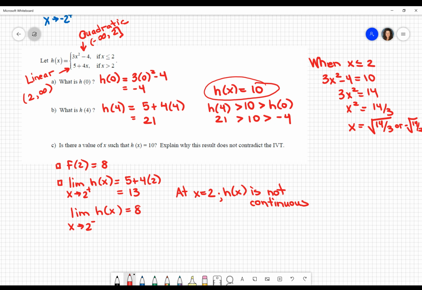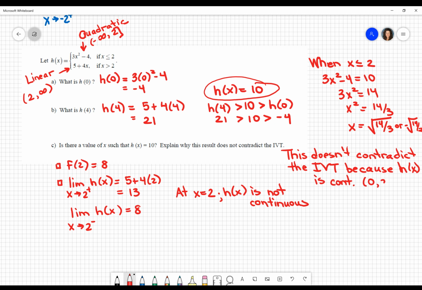So yes, I can guarantee that the function will equal 10. It just won't equal 10 at 2. So this does not contradict the IVT because the function h of x is continuous from 0 to 2, and h of x equals 10 on that interval. There we go, folks.